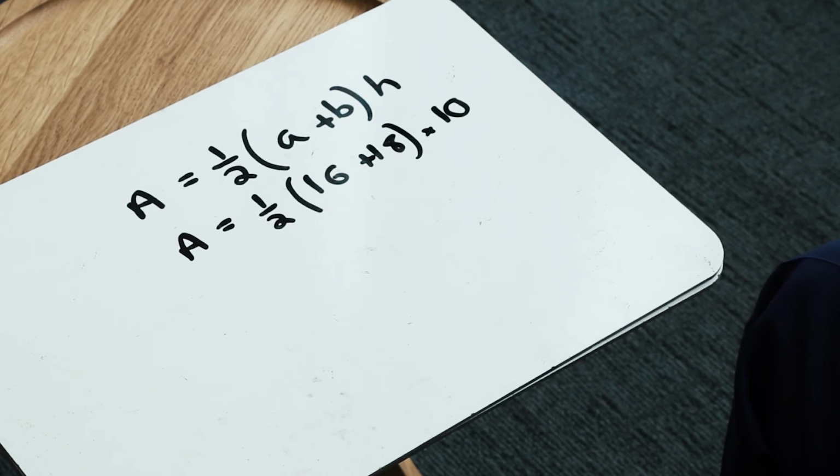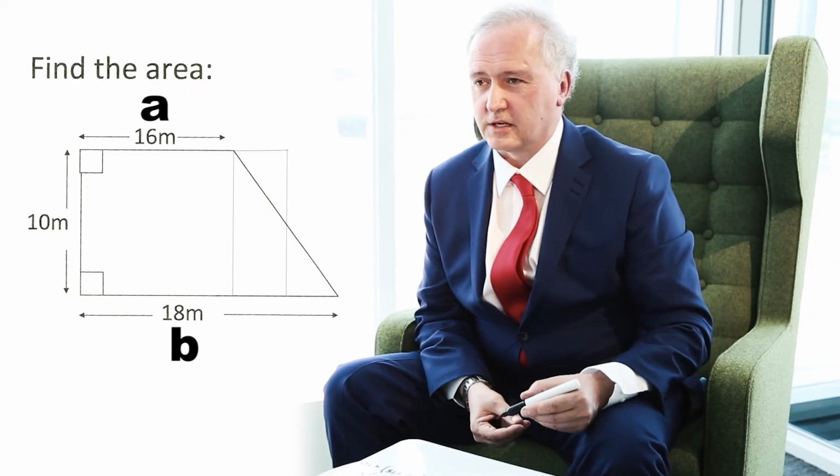And sometimes students under exam pressure will actually work out 16 times 18. I think it's really important to recognise that we're adding the two parallel sides together. And then I'm going to times that by 10. So I've substituted the values correctly.